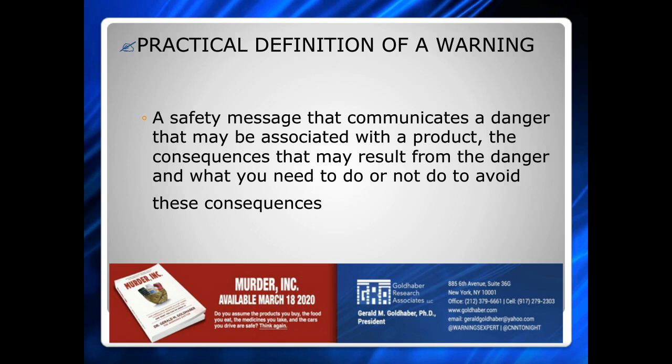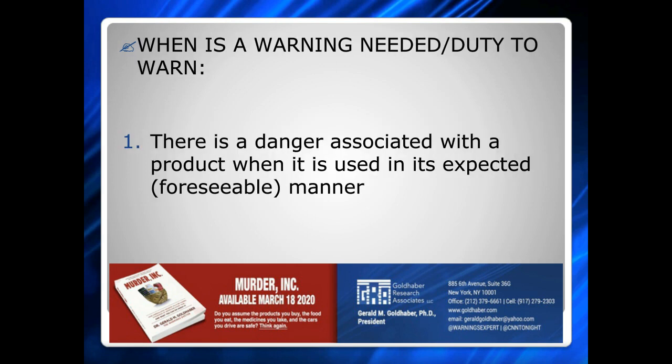So that's what a warning is. Now that I've told you what a warning is, the question comes up: when do you need to warn? Well, you need to warn, and this is a legal term, foreseeable versus unforeseeable. Foreseeable means that you, the manufacturer, would know, because you're in the best position to know, whether or not your product can be harmful to the user. There may be a danger that you can predict.